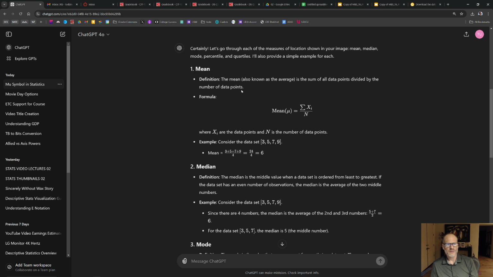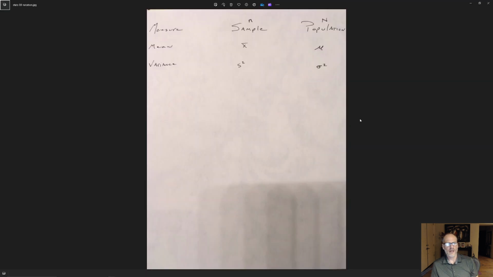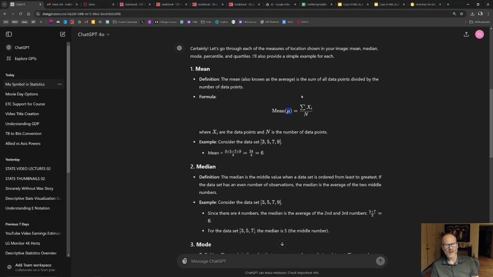But here it's explained for us, those measures of location. We've got the mean, and I really like the way that it explains it. Here is the formula for calculating a mean for a population. You can see mu here. That refers to a population. We're learning new terminology, new syntax, how people who do statistics talk about things. The mean for a population is referred to with mu.